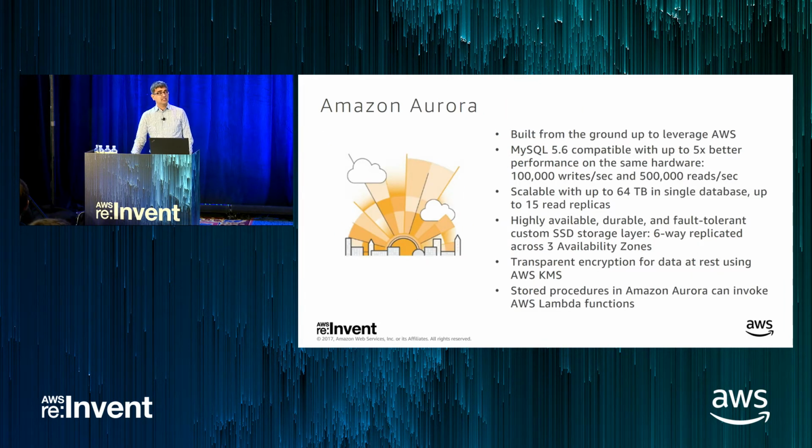The third option is Amazon Aurora. Aurora MySQL was built from the ground up to leverage AWS. It's a high-performance database engine. You get up to 5x better performance on the same hardware, over 100,000 writes a second on an R3.8xlarge. On an R4.16xlarge, you'll get almost 200,000 writes a second and 500,000 reads a second. The database volume can scale up to 64 terabytes, and you can have up to 15 read replicas.